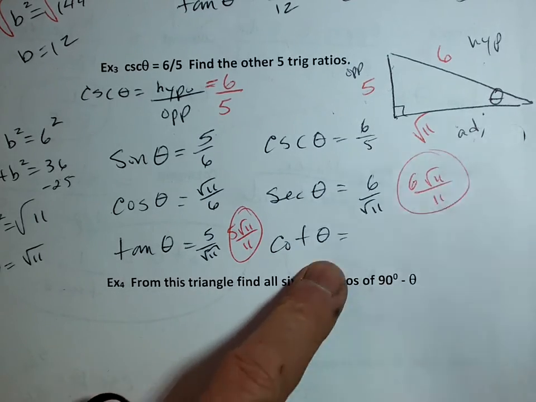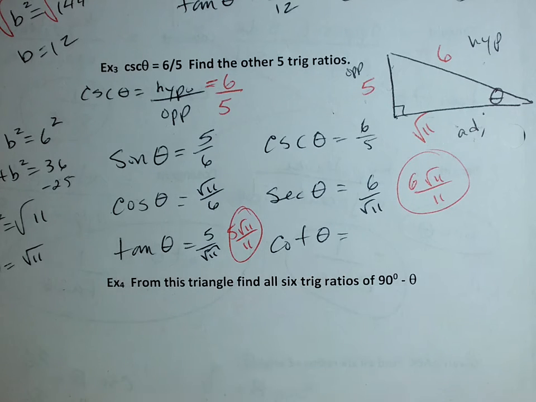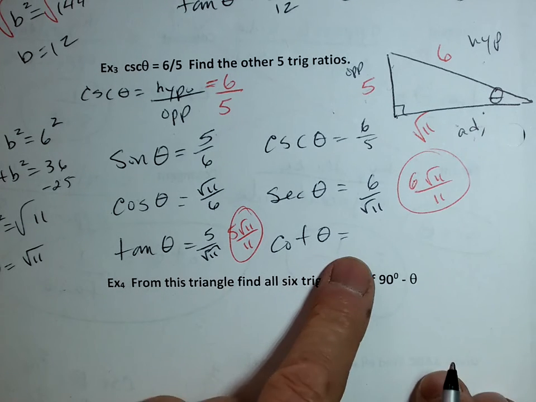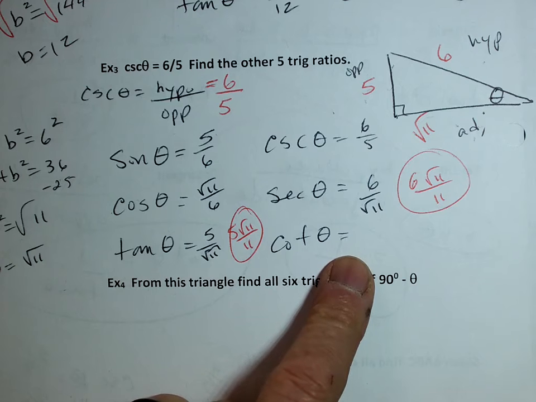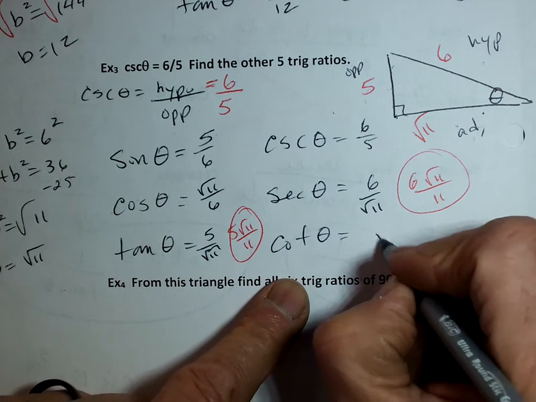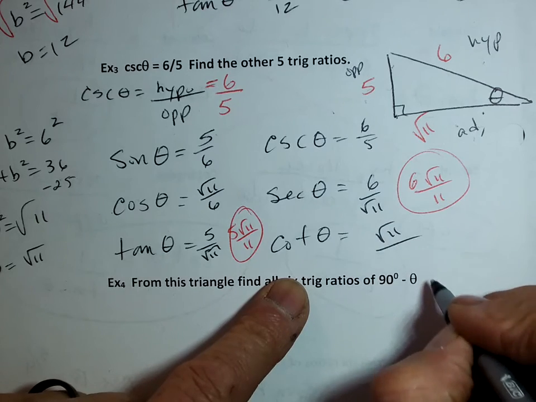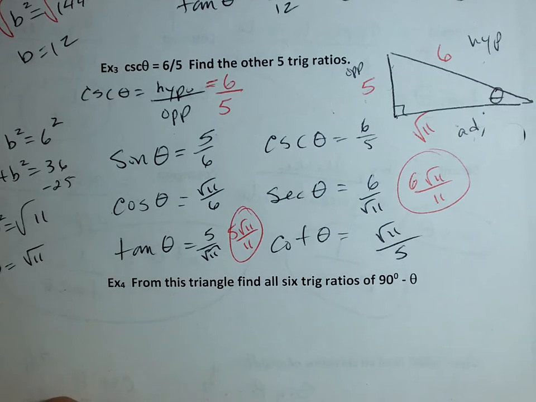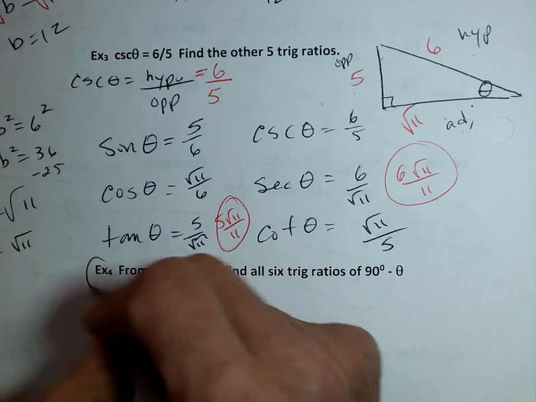Yeah. And then finally, cotangent. Parker, what'd you get for cotangent? Square root of 11 over 5. Yeah, nice job. Okay, now, example 4, almost done.